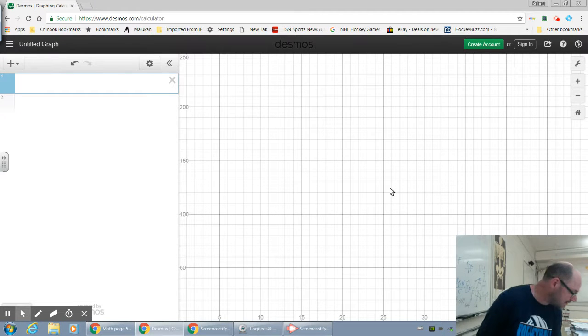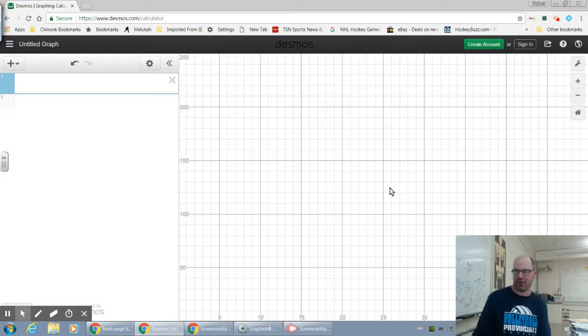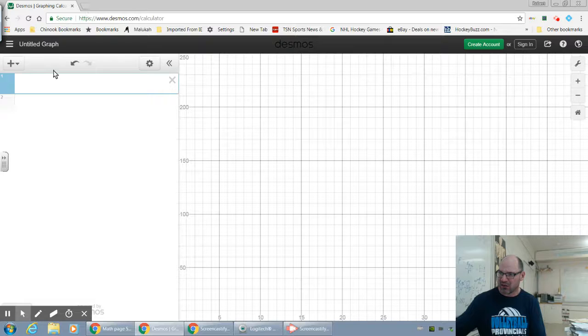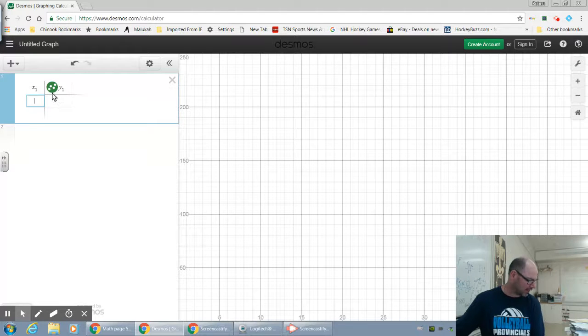So the next thing that they say is plot the data in a scatter plot and describe the trend. Okay, so if we take the data, we're going to go over here, hit the plus sign. Add an item, go to table, and you should get this coming up, X1, Y1. So on the X, we're going to go 0, 5, 10, 15, 20, 25, 30, all the way up to 40.